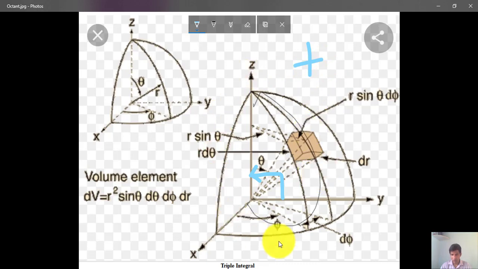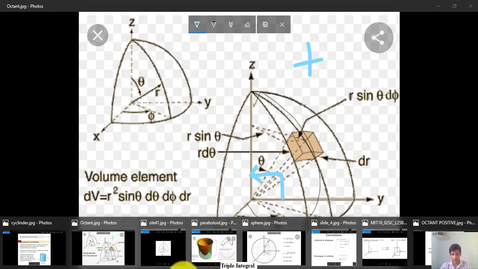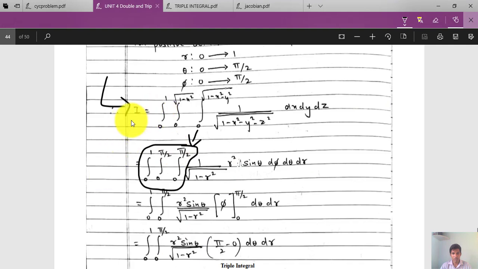Suppose they have asked you to find the complete area or volume of the sphere, then, this is just what I'm saying to you, just multiply it by 8. You take only one positive octant, evaluate it with respect to any given function, and if you find this particular thing, then multiply it by 8. But you should understand the question first. Please don't simply write it.